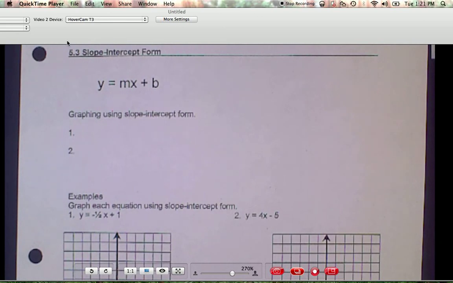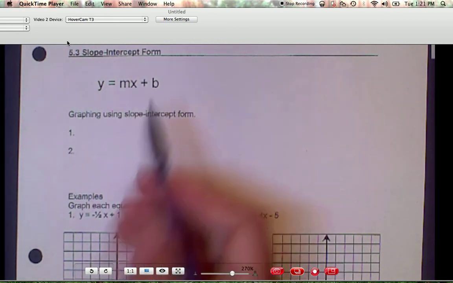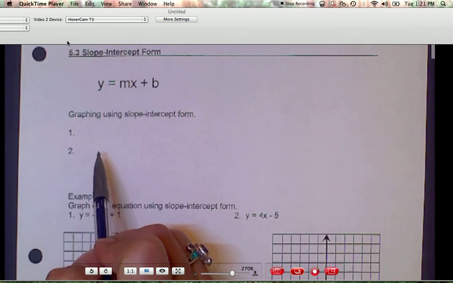Graphing a line using slope-intercept form is the most popular method of graphing a line. Once you've learned all of them, this seems to be the one that everybody likes to use as you move on. So slope-intercept form is something we've seen before, but we've never talked about it quite yet. y = mx + b is your slope-intercept form.